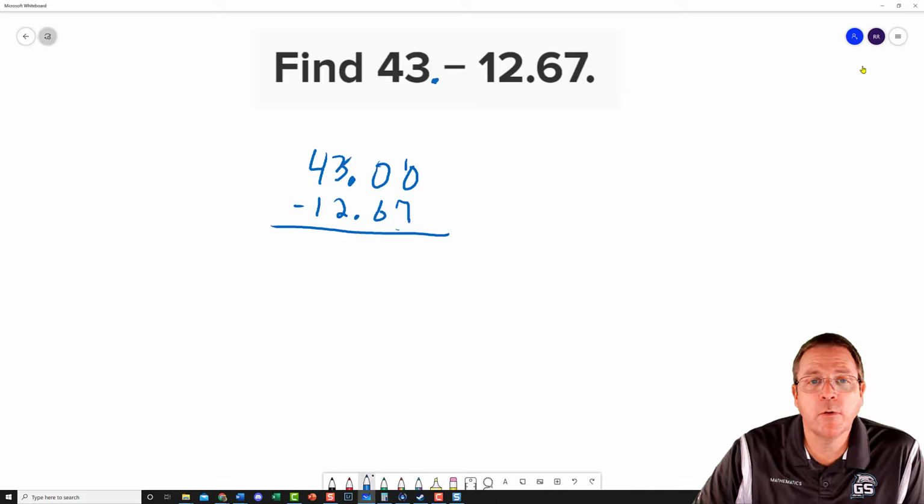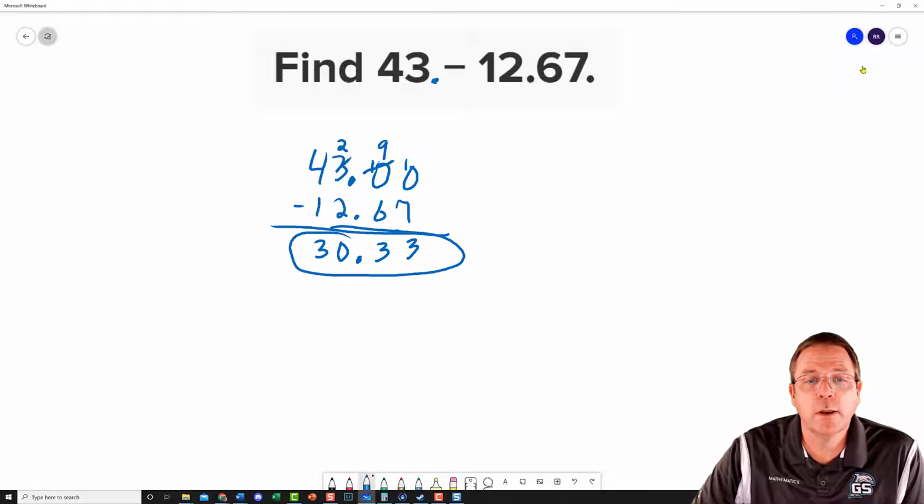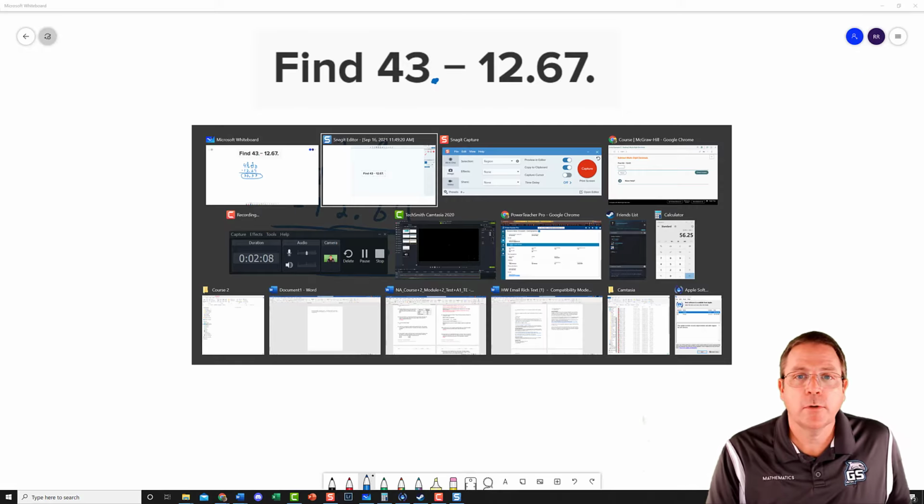So let's borrow and make that 3 into a 2 and give that its 1 value over here, making that a 10. But we borrowed from that 10 to make this one, so that one's now going to become a 9. 10 minus 7 is 3. 9 minus 6 is 3. There's that decimal. 2 minus 2 is 0. 4 minus 1 is 3. Your final answer is going to be 30 and 33 hundredths.